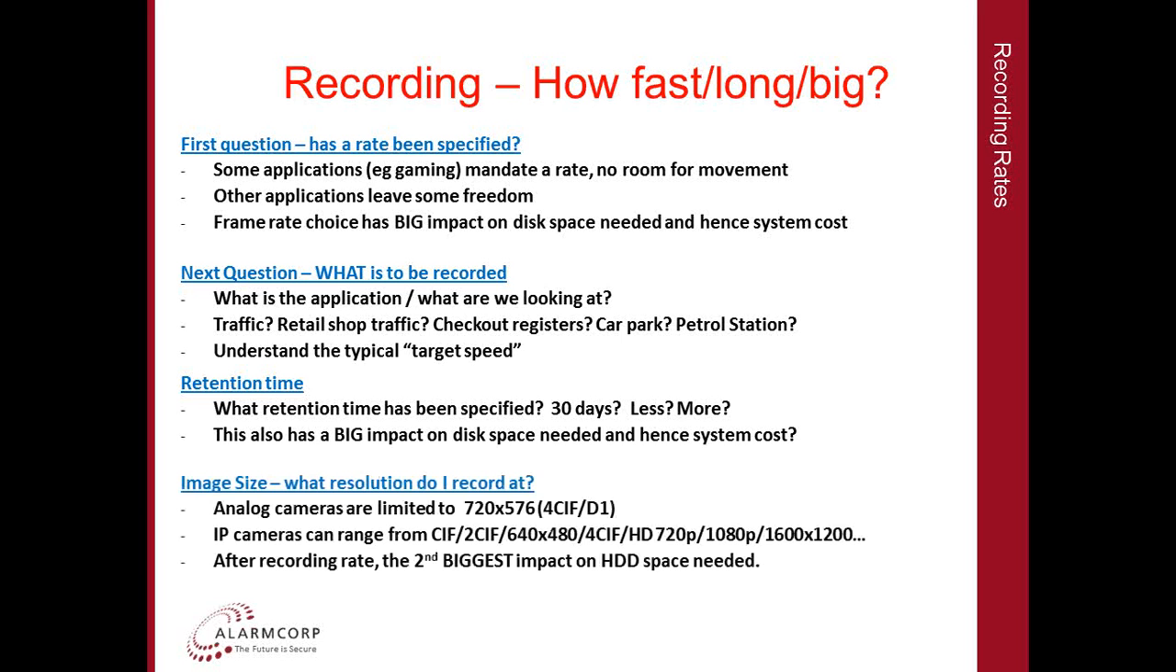Okay, image size. What resolution do I record at? Analog cameras are limited to 4CIF, which is 720 by 576 pixels. IP cameras can be anything from CIF, 2CIF, VGA, 4CIF, all the way up to 720p, Full HD 1080p, or even larger. After the recording rate, this is the second biggest impact on the hard drive space needed. To put it into perspective, when you go from 4CIF to HD 720, you're effectively doubling or even quadrupling the number of pixels depending on the quality.